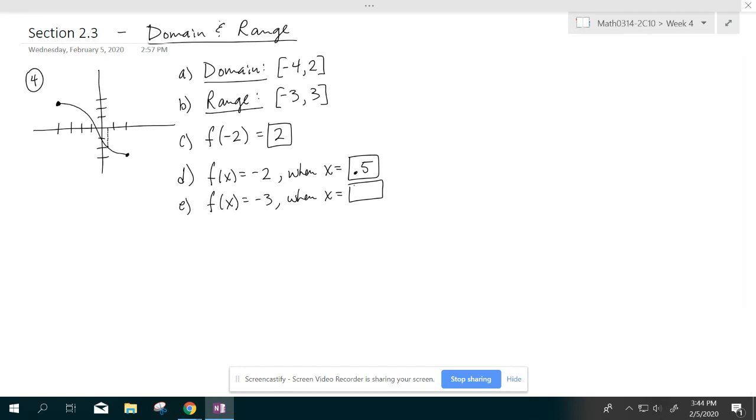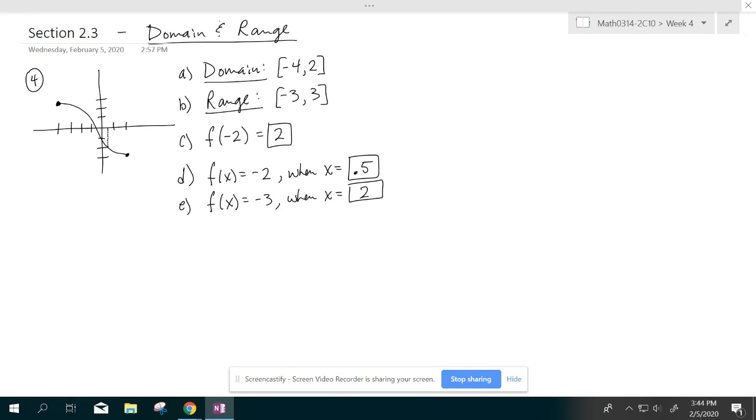So f of x is negative 3 when x equals what? 2. And again, does everybody see how we get that? What does f of x mean? Y. So this says y equals negative 3. So that means I'm going to go on the y-axis down to negative 3, and then I'm going to go over until I hit the graph, and I'm going to see where that is. And that lines up with a 2 on the x.